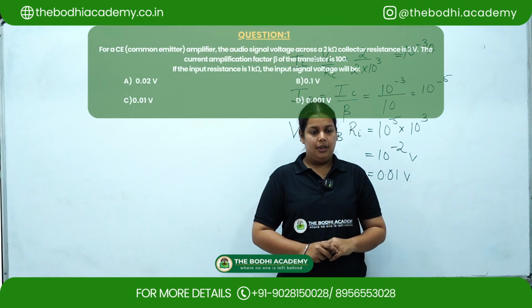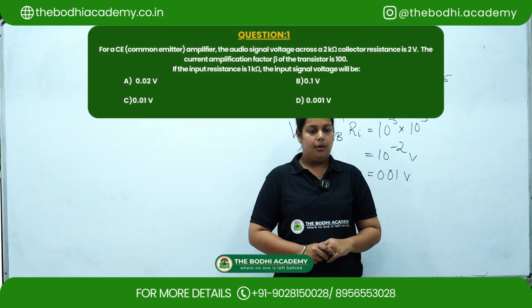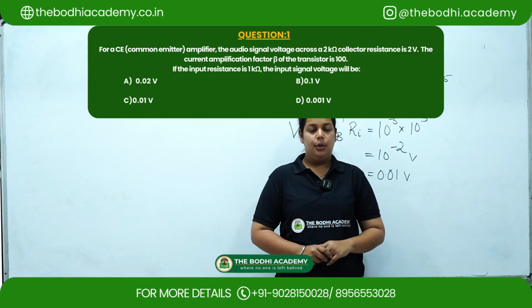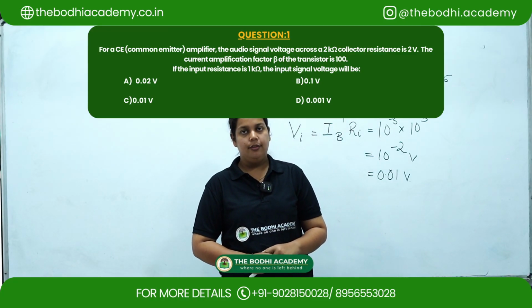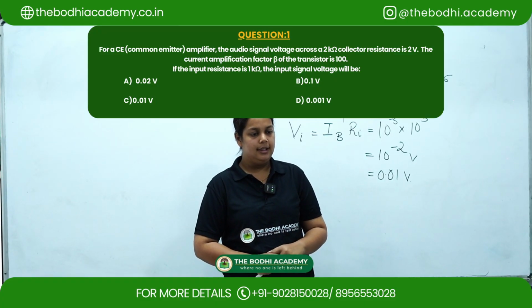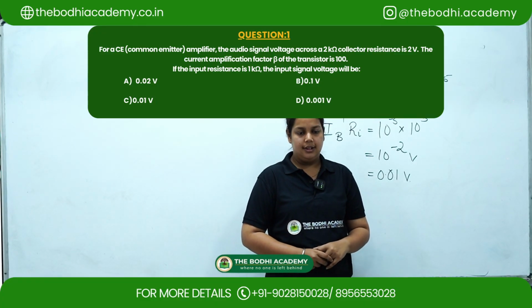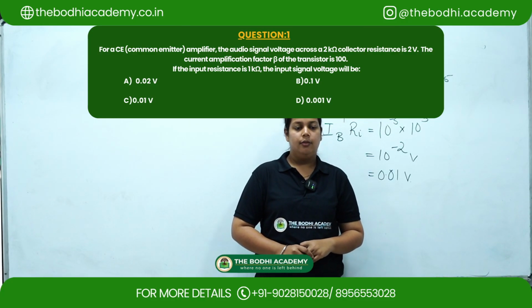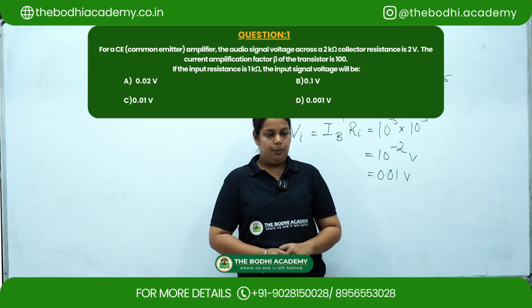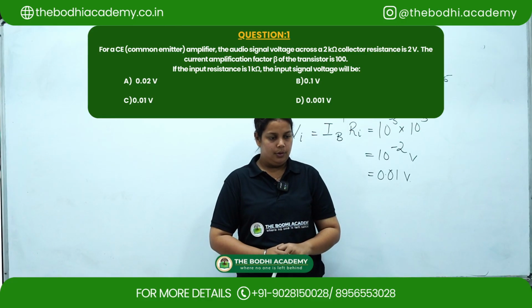For a CE common emitter amplifier, the audio signal voltage across the collector resistance of 2K ohms is 2 volts. The current amplification factor beta of the transistor is 100. For the input resistance of 1K ohm, the input signal voltage will be 0.02 volt, 0.1 volt, 0.01 volt or 0.001 volt.